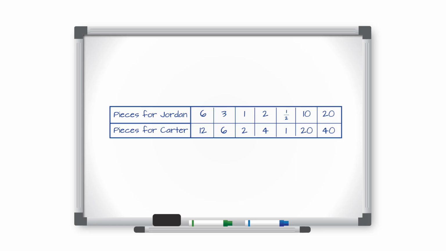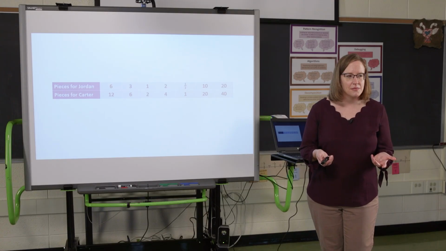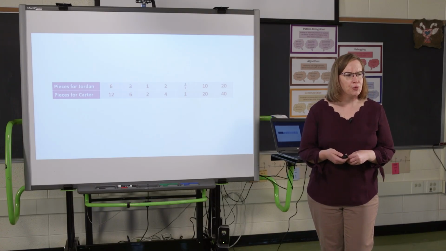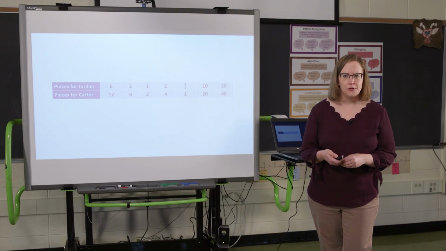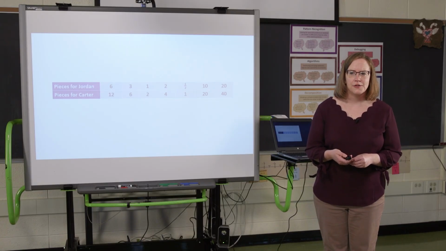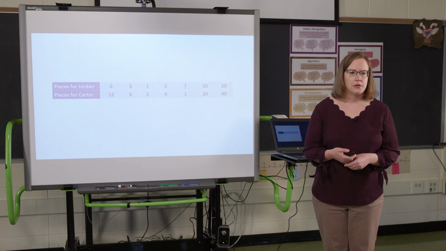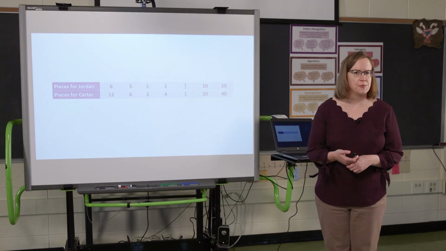So for example, in this problem about Jordan and Carter, you were saying a lot of things like, oh, to get Carter's pieces, I can just multiply the number of pieces Jordan has by 2. And it makes sense that you were thinking about multiplication because ratios are comparisons based on multiplication. Here's my question though. How were the tables helpful when you were looking for patterns? How do the tables help you see those patterns?